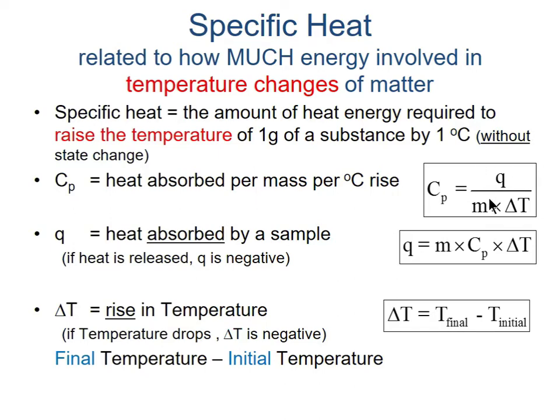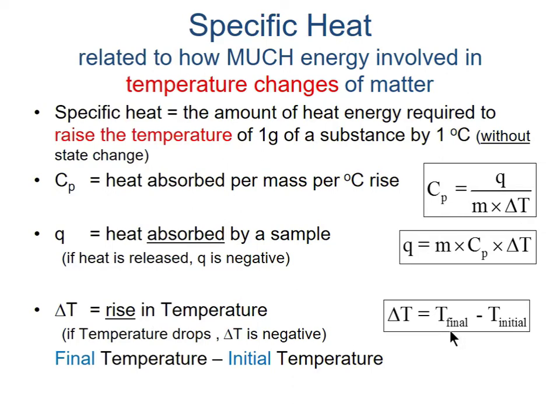And so we use Q to represent heat. That's the heat absorbed by a sample. And again, it's defined as absorbed, so that if heat is released by the system, it would be a negative value. And we have M. M is referring to mass. And we have delta T. And delta T is defined as a rise in temperature. So sign again matters. If the temperature is dropping, it's negative.